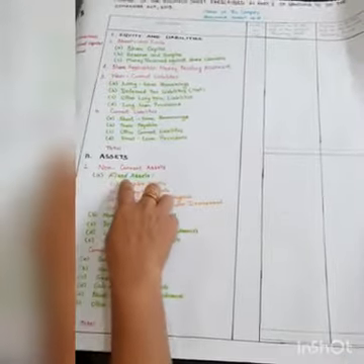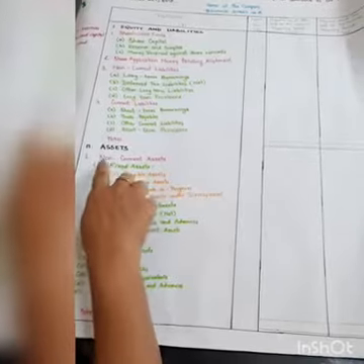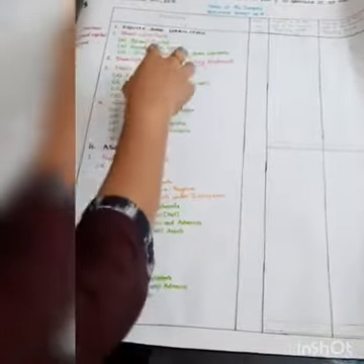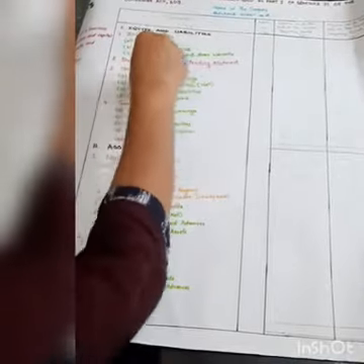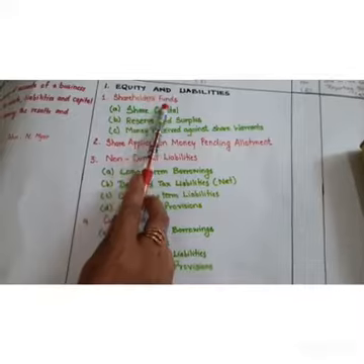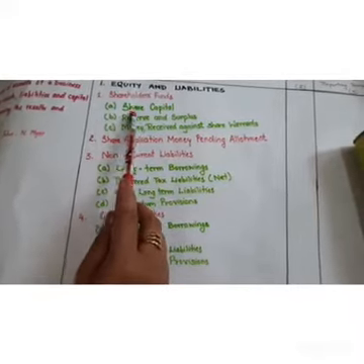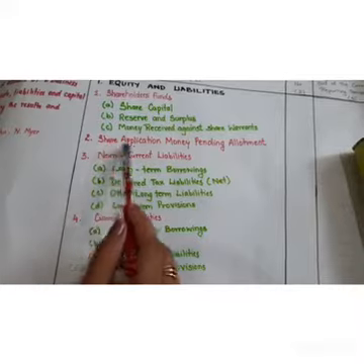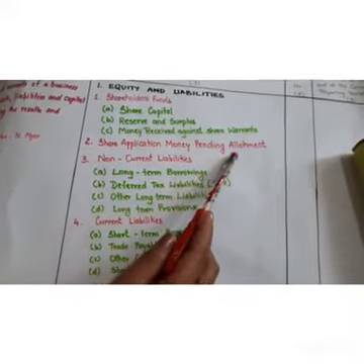Assets is subdivided into 2 parts, that is non-current asset and current asset. There is also subdivision of each of these items. There is a subdivision in shareholders fund. The first one is share capital. The second one, reserves and surplus. Third one, money received against share warrant. There is no classification in share application money pending allotment.